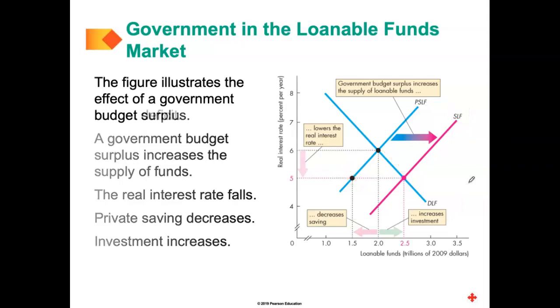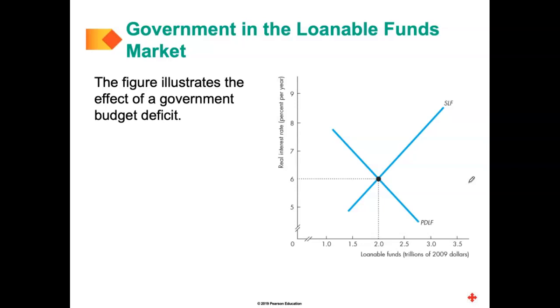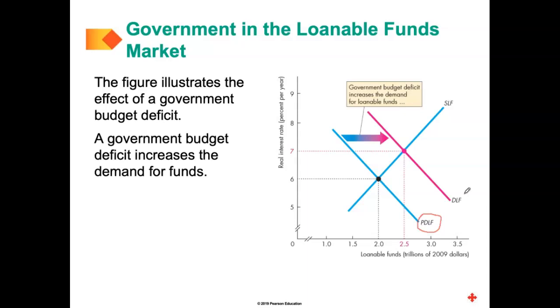Now what if the government is running a budget deficit? The current United States government is running a budget deficit. What happens? Again, we need to differentiate between private demand for loanable funds, which is households and businesses, and when the government enters the loanable funds market running a budget deficit, it pushes the demand for loanable funds curve outward to the right. So you have an entirely new demand for loanable funds curve over here.